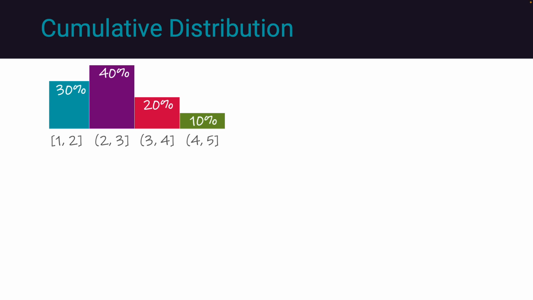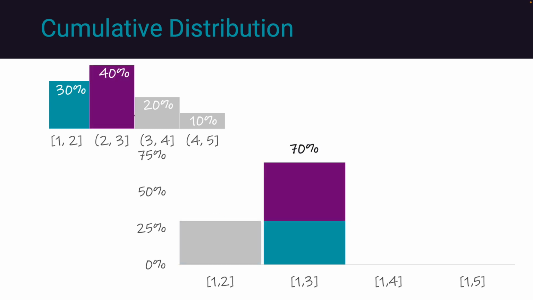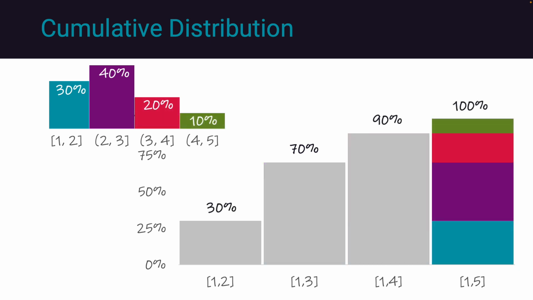In this graph, we have condensed the original relative distribution, starting with the first slot mirroring the relative distribution value. Subsequent slots represent cumulative sums. For instance, the second slot contains the sum of the first two values: 30% plus 40% equals 70%. This cumulative pattern continues for the next slots, until the last slot, summing all the values to reach 100%.